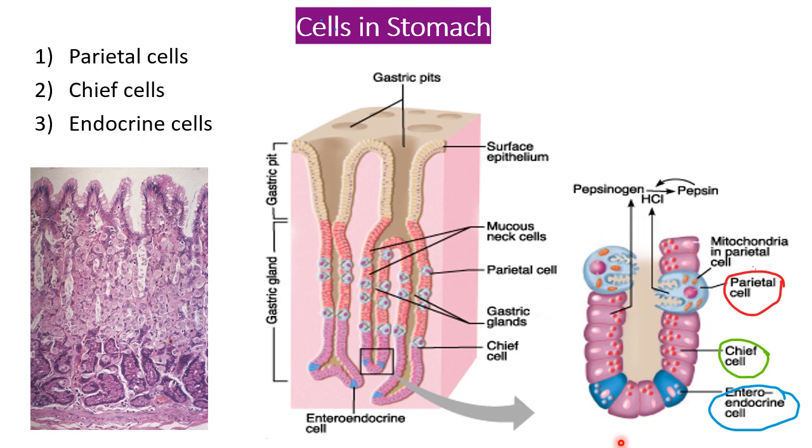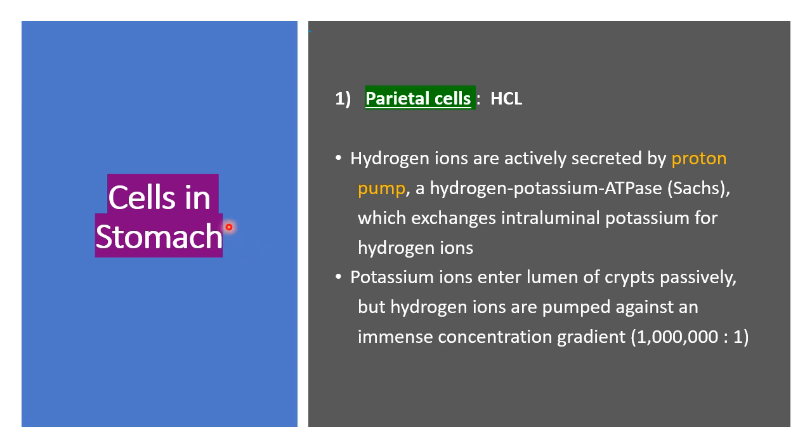You have the parietal cell, which is responsible for the production of hydrochloric acid. Chief cells, which are the bulk of the cells, produce the digestive enzyme pepsinogen. And scattered among them, especially in the deeper part of the pits, will be the enteroendocrine cells, which secrete hormones. So three types: the parietal cell, chief cells, and endocrine cells. The cells in the stomach.